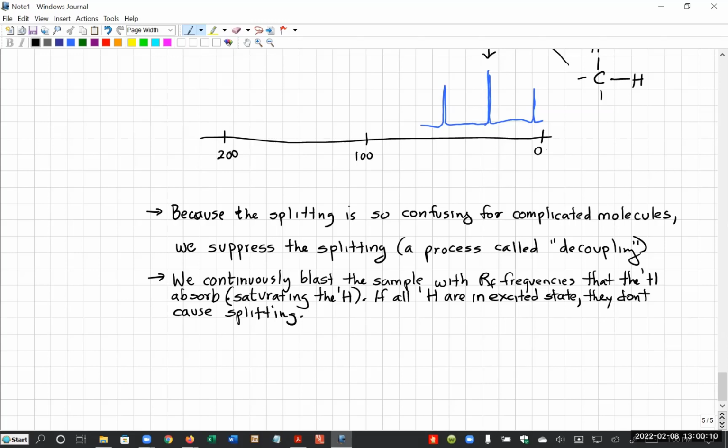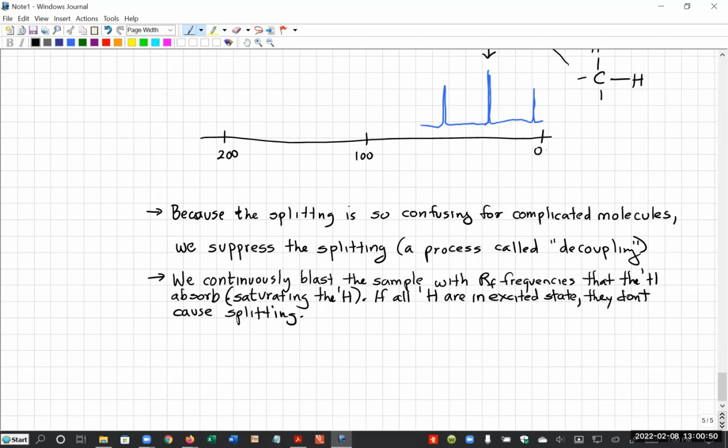Sorry, it's a long sentence there. This is why I like how these things type, but whatever. So we blast the sample with the carbon frequencies, but then we just continuously run the hydrogen frequencies. The hydrogen frequencies don't interfere with the carbon. They just cause the hydrogens to absorb. We blast it with so much that all of the hydrogens possible absorb, so they're totally saturated. They're all in the excited state. As a result, they don't cause splitting, for reasons we'll talk about in advanced NMR when we talk about why splitting works. This is called decoupling.